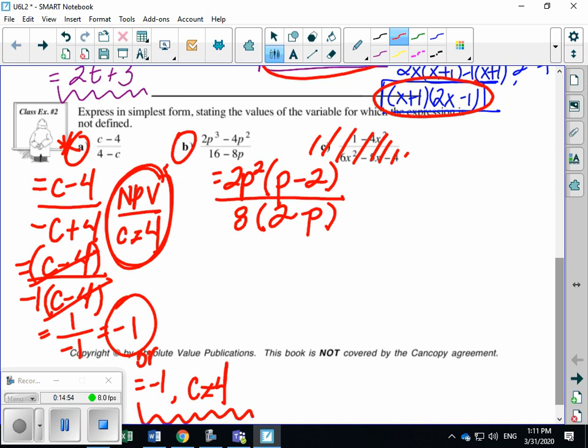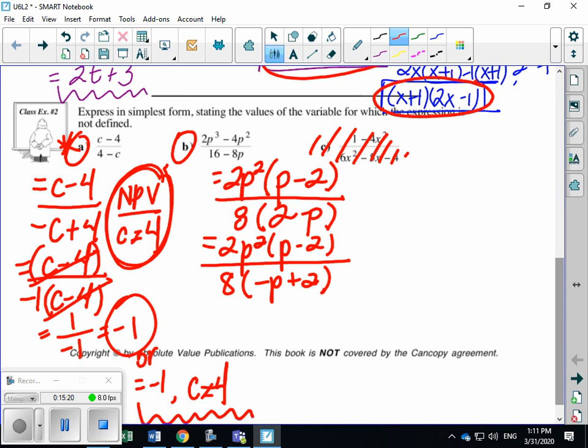So here, if we look at this question, it's kind of similar to the one we just did. The p minus 2 and the 2 minus p, they look similar, but they're not. So I'm going to rewrite 2 minus p switched around. So this is going to be 2p squared times, this is simply just p minus 2, all divided by 8 times, if I rearrange this, this is negative p plus 2.